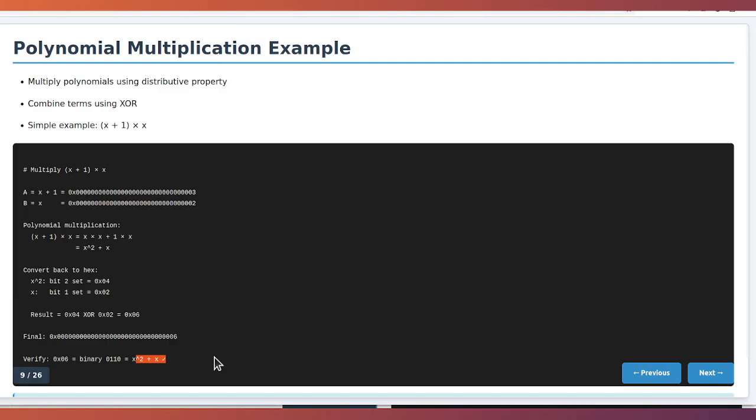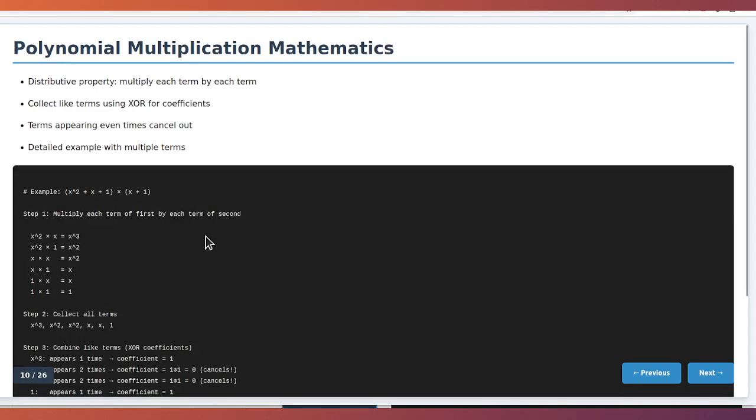For larger polynomials, the process is the same but involves more terms. We multiply every term of one polynomial by every term of the other, which generates many intermediate products. We then combine all these products by XOR-ing their coefficients. The challenge is that when multiplying two 128-bit polynomials, the result can have terms up to x to the 255th power, requiring up to 256 bits. That's where modular reduction comes in.